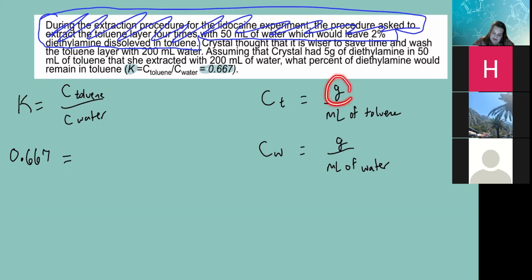Well, we have grams, right? What do we have grams of? Well, in this case, grams of diethylamine. So we want to know altogether the percent of diethylamine in toluene. Because we want to know the percent of diethylamine in toluene, that's going to be our X. We want to solve for how many grams will we have left over in toluene.